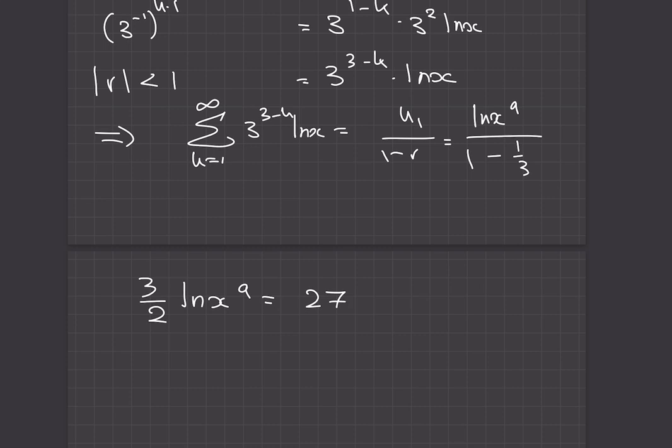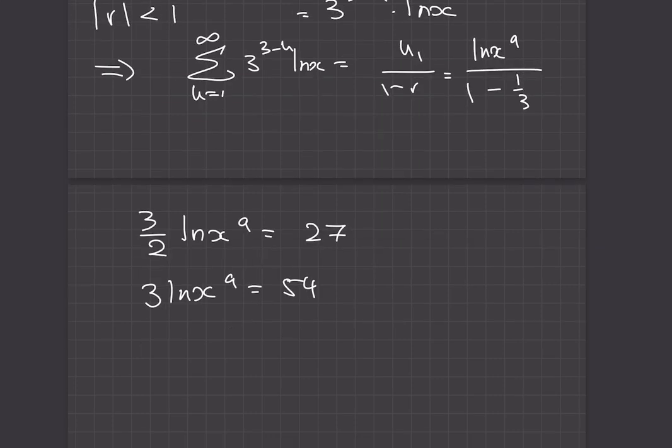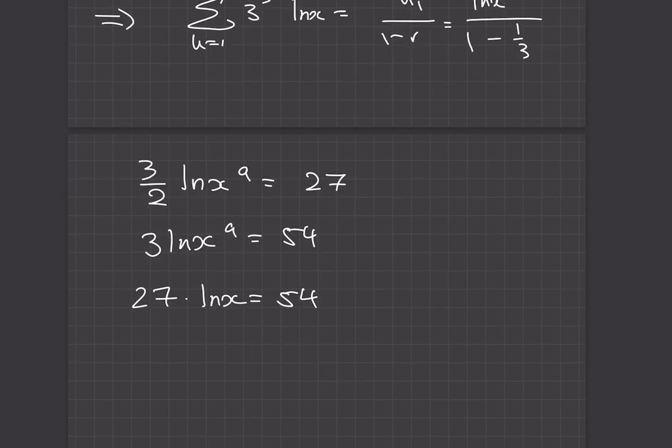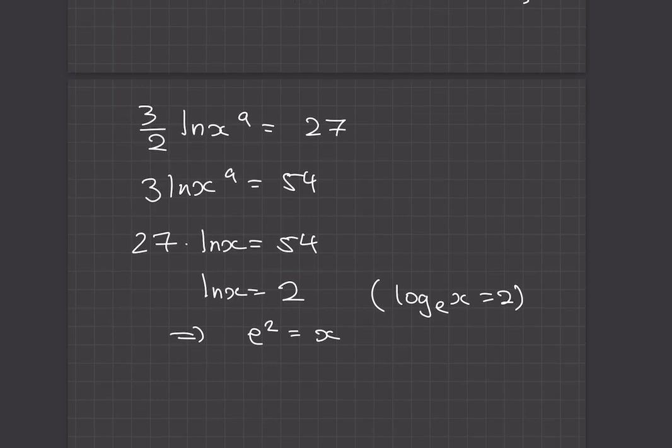If we multiply both sides by 2, we get 3 ln x^9 equals 54, and then bring the 9 down, so that's 27 times ln x equals 54. And 54 is 2 times 27, so that means ln x equals 2. Remember that ln x is log base e of x, so log base e of x equals 2, which means e^2 equals x. So x equals e squared, and that's the final answer.